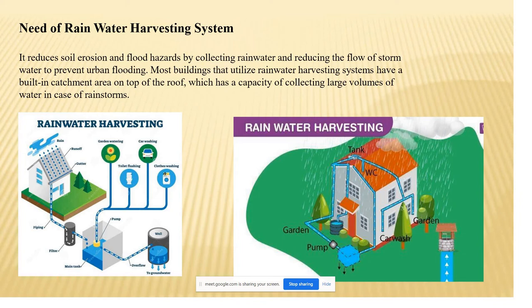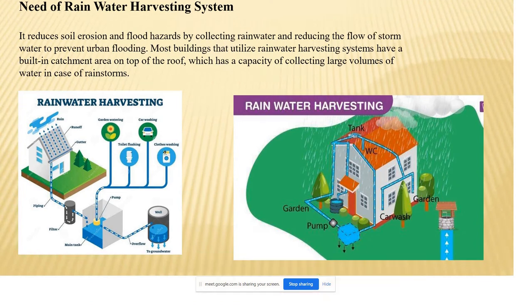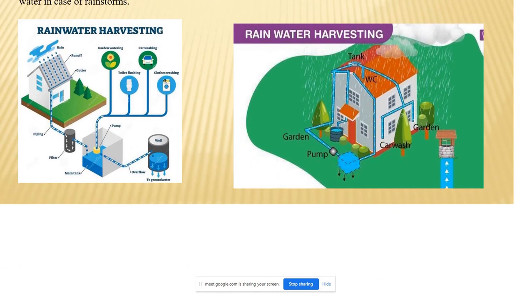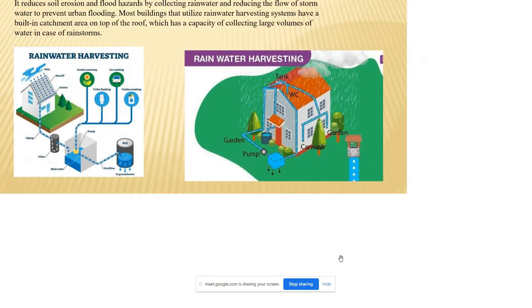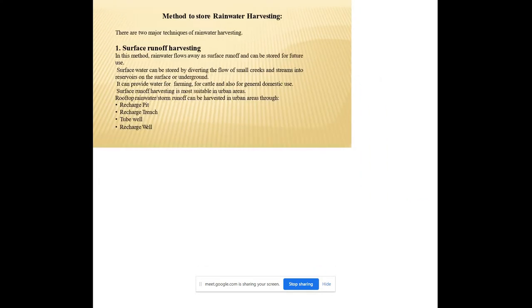So there are two major techniques of rainwater harvesting. First one is surface runoff harvesting. In this method, we can use the rainwater flow away as surface runoff and can be stored for further usage. Surface water can be stored by diverting the small creeks and streams into the reservoir of the surface and underground. Roof water or rainwater storm can be harvested in urban areas through recharge pits, recharge tanks, tube wells, recharge wells.